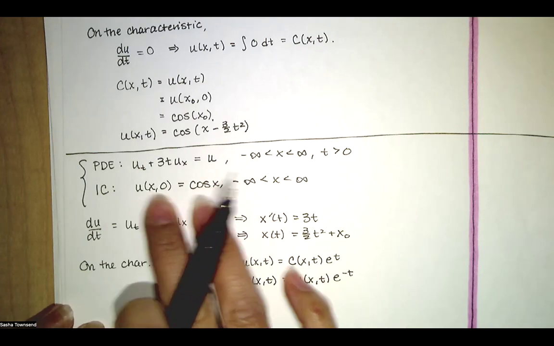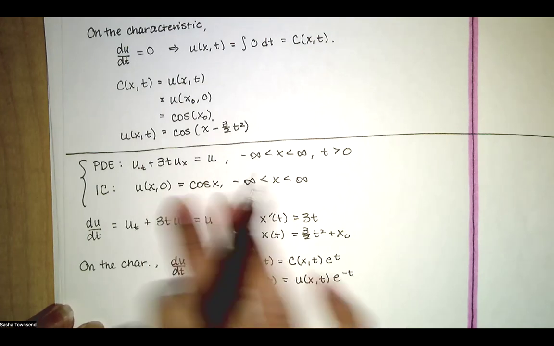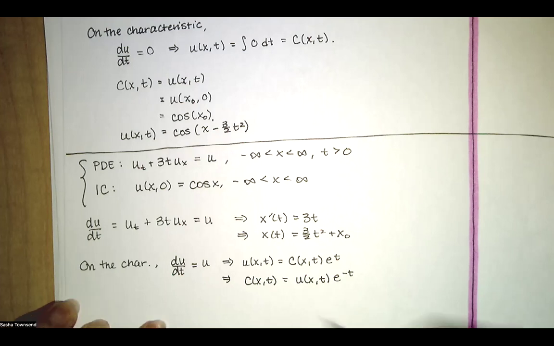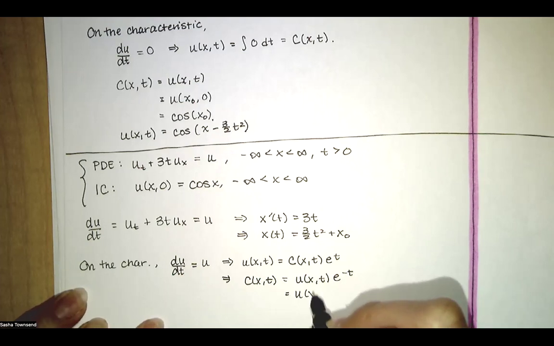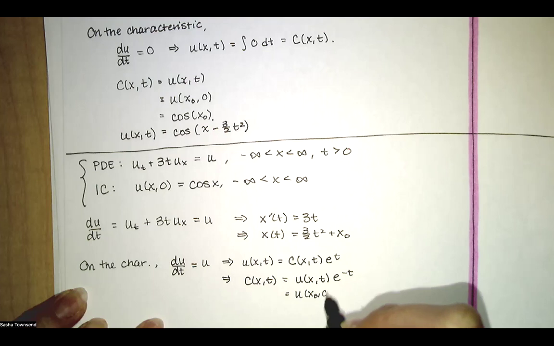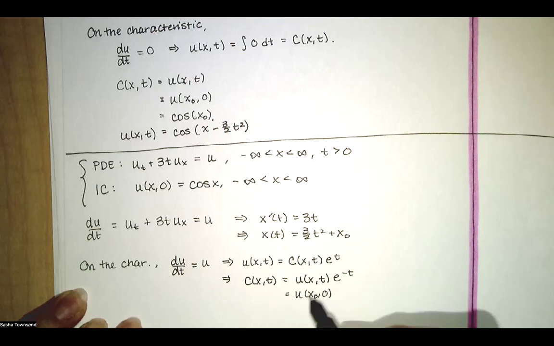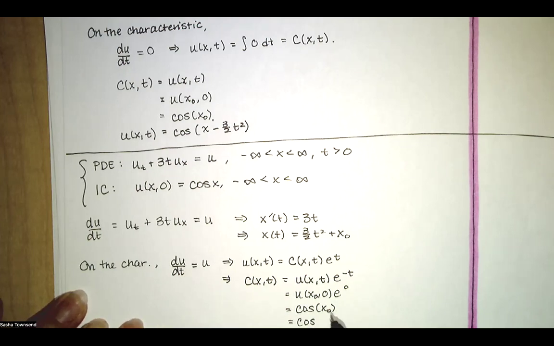We know what u is when x equals x and t equals 0. It's always equal to cosine of x. So at x naught and 0, our constant is equal to u of x naught and 0 times e to the 0, which is, of course, 1. And so we get cosine of x naught. And now I've got cosine of x naught, where x naught in general is x minus 3/2 t squared.